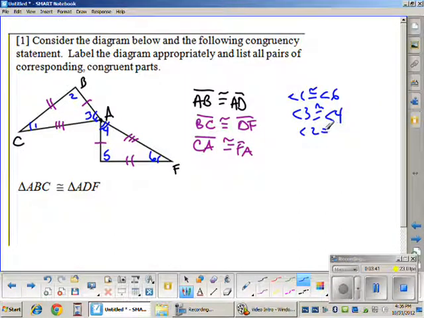Okay. So what's the moral of the story? Well, the order of the congruency statement definitely matters. The picture may be deceiving, so use a combination, excuse me, of your congruency statement and a marked diagram to make your congruency list.